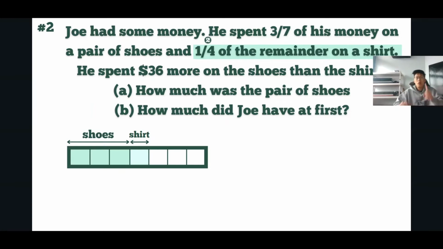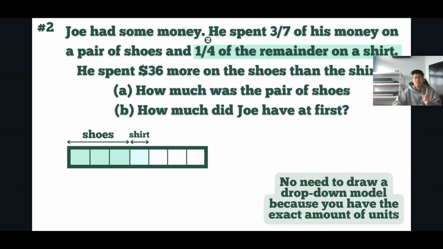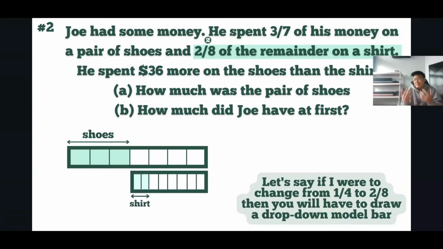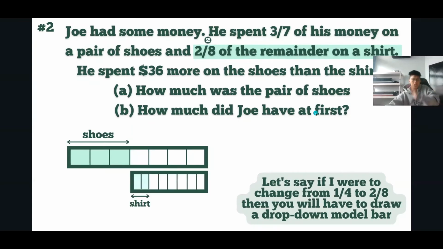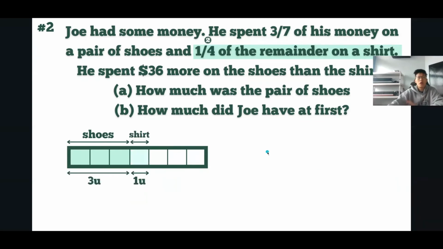Now, what did he say in sentence number 3? He spent $36 more on the shoes than the shirt. But before I go on to that, look at the right hand side of my screen. It says do not draw a drop-down model, because you have the exact amount of units. So remember that. Let's say I were to change 1/4 to 2/8. Then you don't have the exact amount of units, right? So you can draw a drop-down model, or you can just divide this into parts. Now, let's go back to the question.